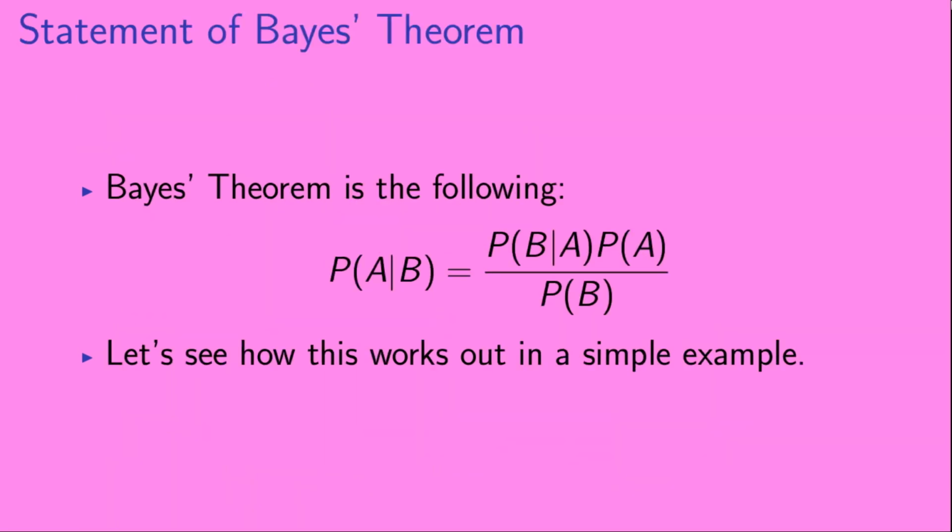So Bayes' theorem is the following. The probability of A given B is equal to the probability of B given A times the probability of A divided by the probability of B. Let's see how this works out in a simple example.